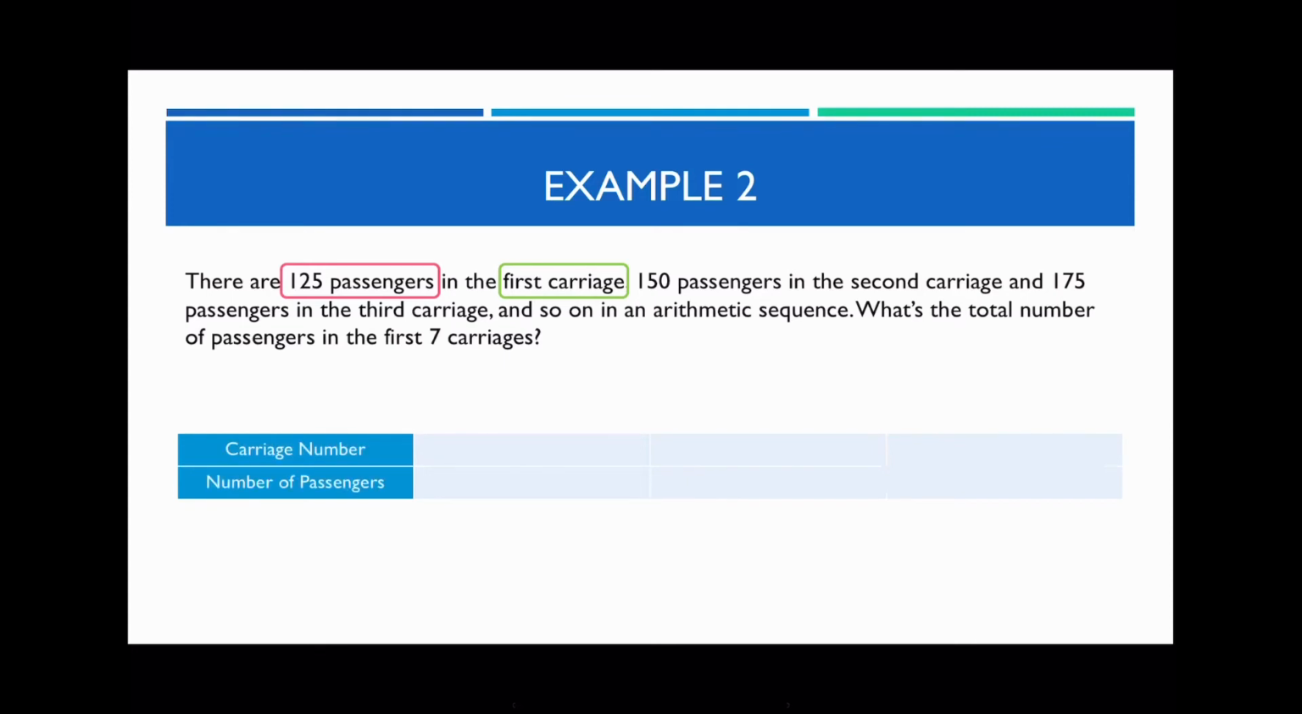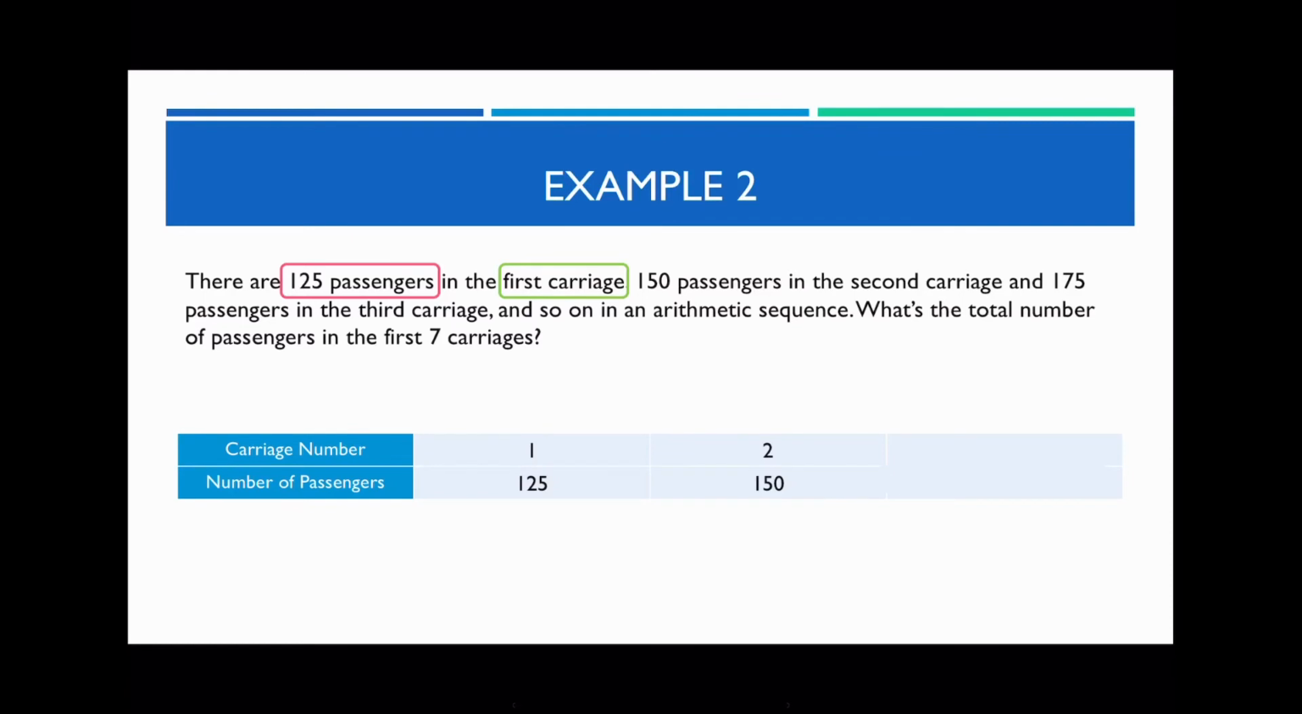Once we do this, we're going to start extracting the actual information from the question into our table. It tells us that in the very first carriage, this can fit 125. So you'll put your data something similar to this. In the second carriage, this can fit 150 passengers.